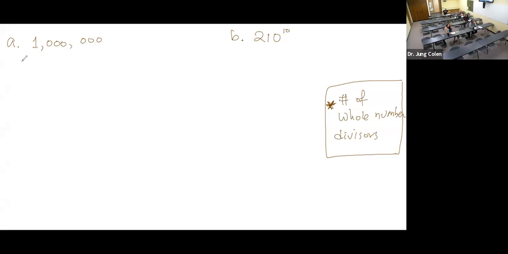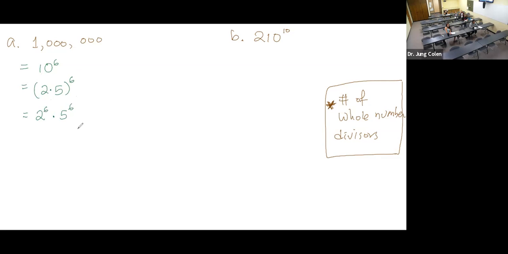Okay, so 1 million. How can I use prime factorization for this one? 10 to the 6th power. 10 is not a prime number, so what can we do? 2 and 5. 10 is the same as 2 times 5, so it's the same as 2 times 5 to the 6th power. Now we are going back to chapter 3. So how can I rewrite this? 2 to the 6th times 5 to the 6th.